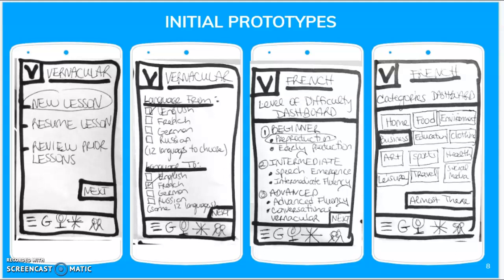For the initial prototypes, I did provide a few examples. We have here clicking on New Lesson. The language here that I selected from was English to French. And then once you selected your language that you would like to learn, that would always populate at the top.